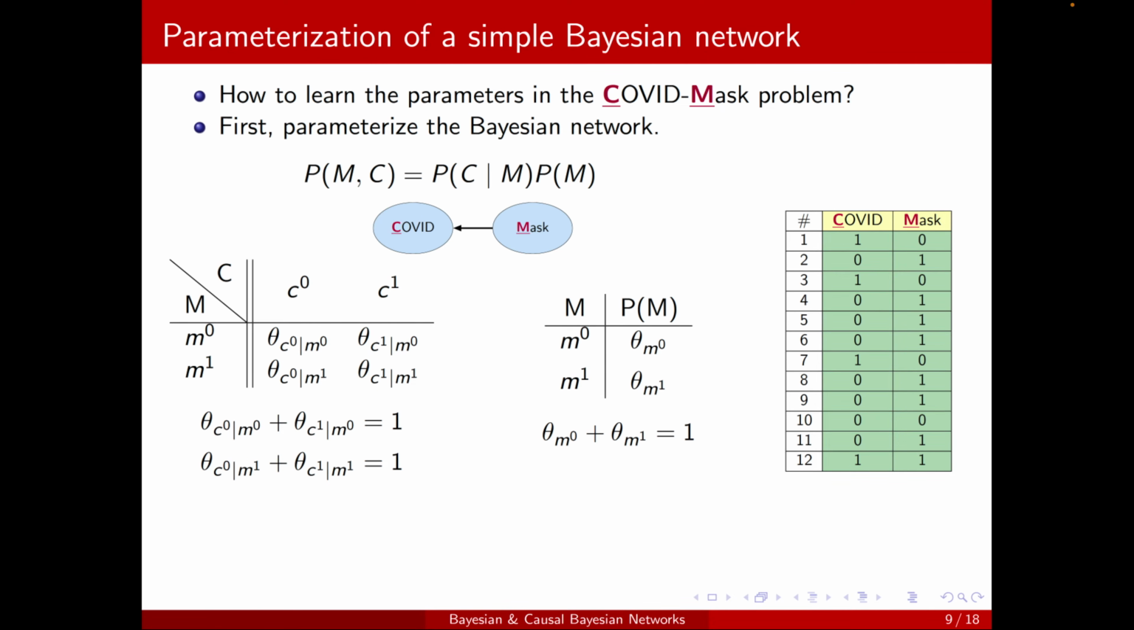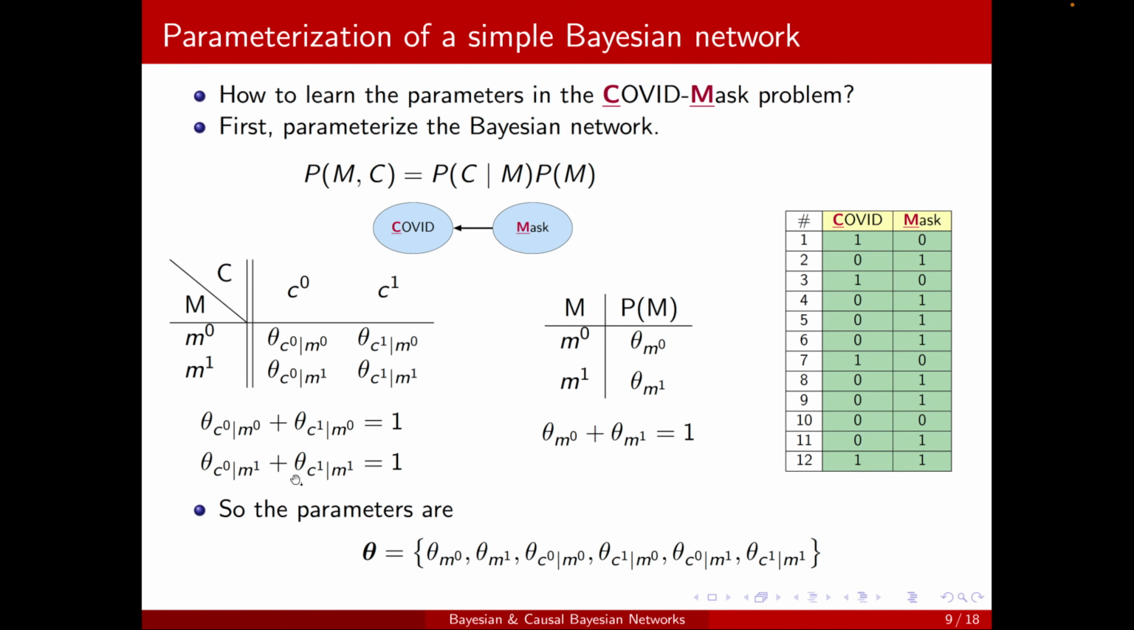So first thing is to parameterize the Bayesian network, the CPDs. For mask, we know that it takes two values only, so we need just one parameter, as they add up to 1. And for COVID, it also takes two values, so conditioned on M, overall we need two parameters, because each row adds up to 1. So the general parameters will be theta M0, theta M1, theta C0 conditioned on M0, and so on, whereas out of each pair here, we need only one of them.